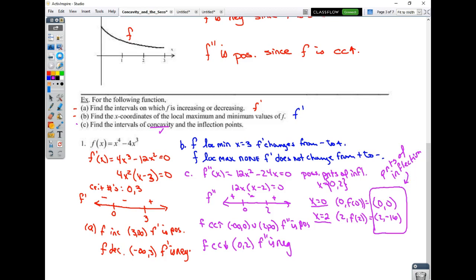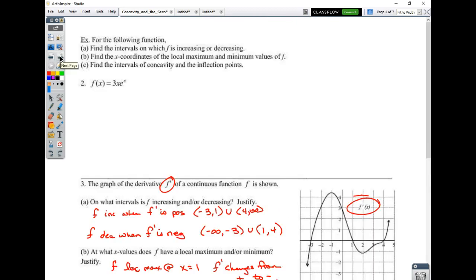Taking a look at a different example then, number 2, same exact concept. We're going to find increasing, decreasing, x's of mins and max, and then intervals of concavity and inflection points. First we have to find, I did this in red first, I need to find f prime of x, which in this case is going to be a little bit gross.